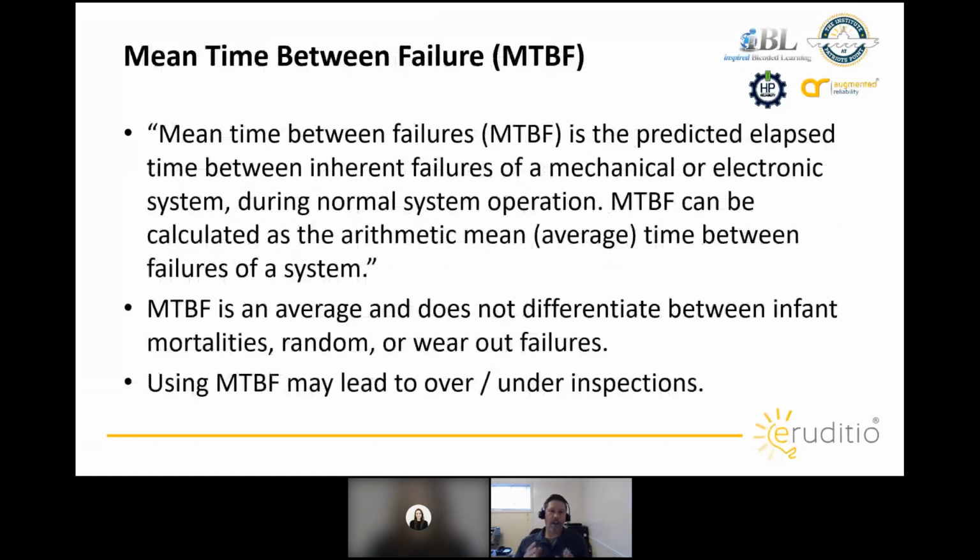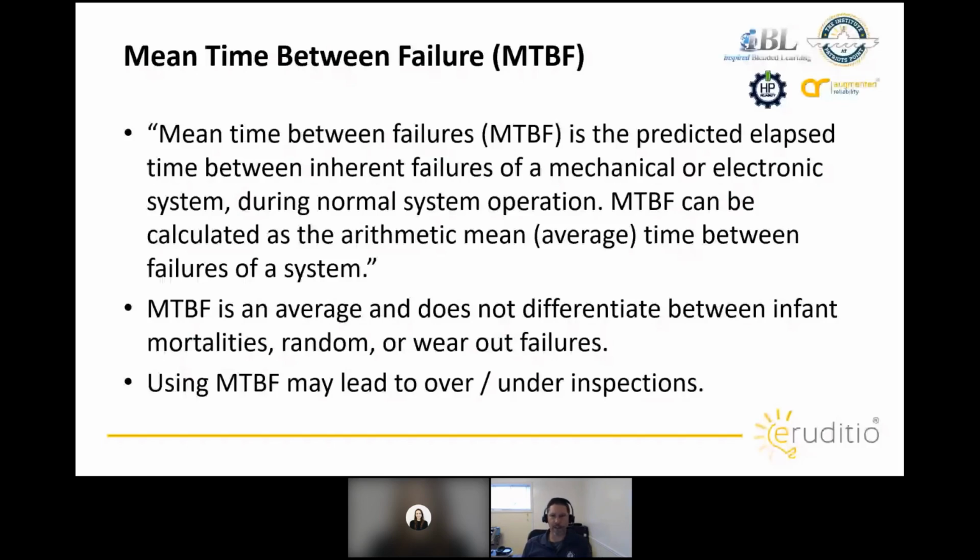So continuing on, now we're talking about PF intervals, but sometimes people confuse PF intervals with mean time between failure, and I want to set the record straight on that. Mean time between failures is strictly the predicted elapsed time between inherent failures of a mechanical or electrical system during normal operation. Essentially, it's the average time between failures of a system.